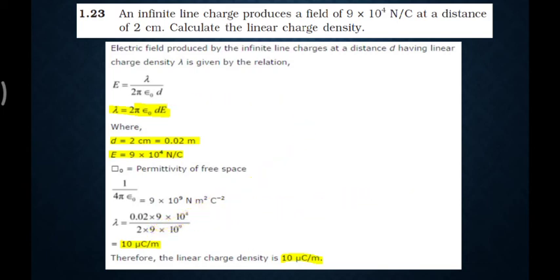Don't go with the 9 into 10 to the power 9 here, because you have a calculator. That is helpful in a competitive exam where you don't have a calculator. There, 9 into 10 to the power 9 helps a lot: you can replace 1 upon 4 pi epsilon 0 with 9 into 10 to the power 9. But here you have a calculator, so put the respective values in the same equation. Why go somewhere else? Put 2 pi epsilon 0 d and E, all of which you know, and you will get the linear charge density.